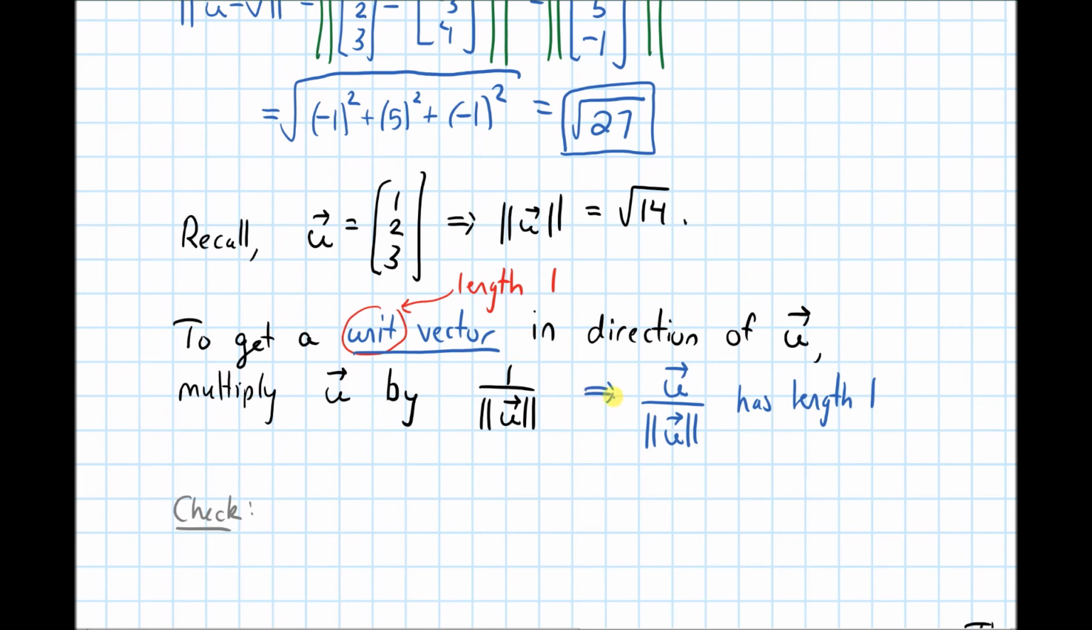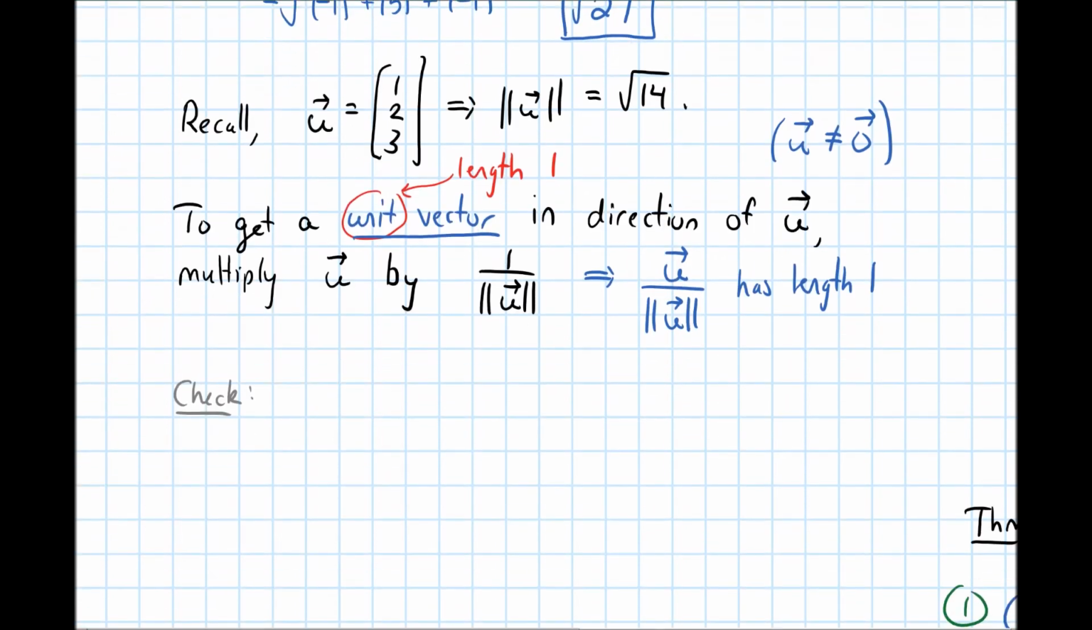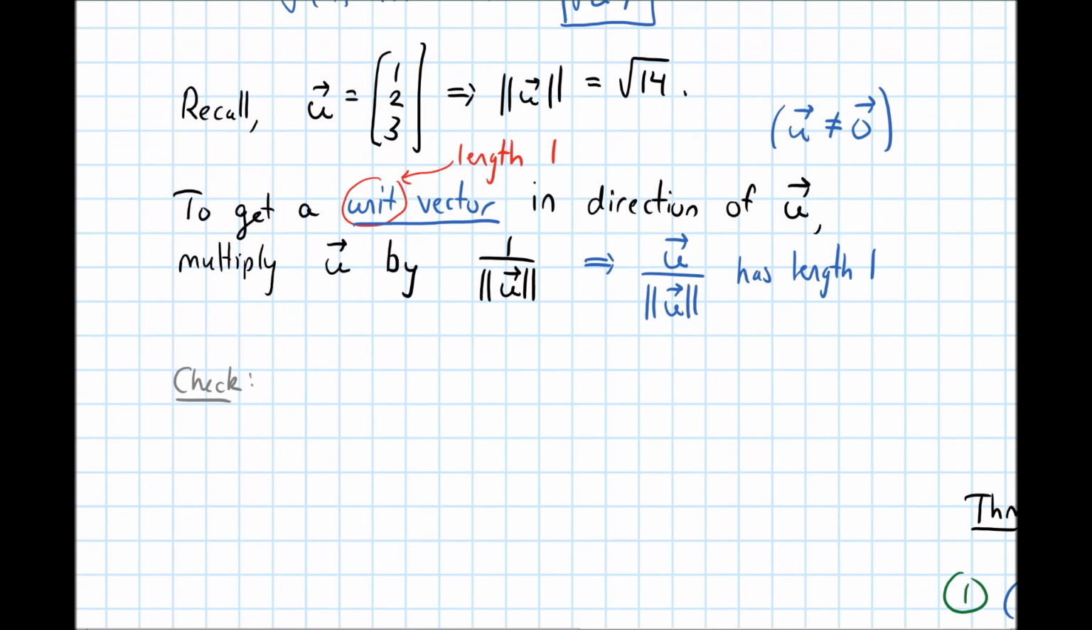What that implies is if you take the vector u and you divide it by its length, this resulting vector will have length 1. This works as long as the vector u is not 0, because if it was the 0 vector, then the length of it is going to be 0, and we're not allowed to divide by 0. So let's check this for the vector u that we have.